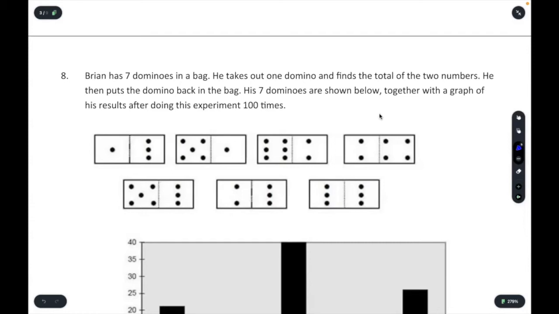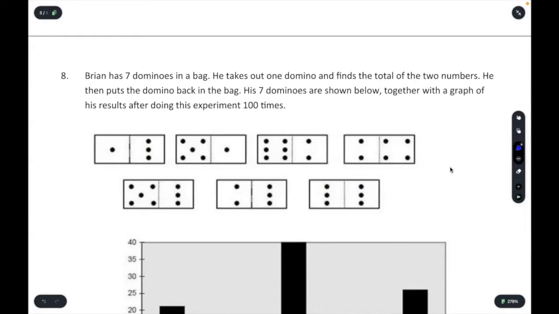So on 100 different tries, he takes a domino out of the bag. Out of these 7 dominoes, he then sees what the total is of the domino. So for example, if we take this 3rd domino, let's say he picks this out, the total would be 6 add 2, which is 8.